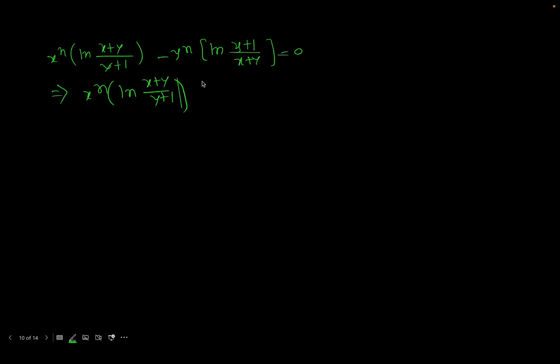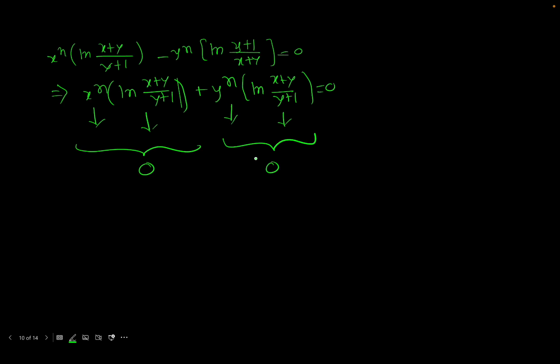Now what can we do? We can make it plus y to the power n ln, and as we make it plus, it will be x plus y divided by y plus 1 equal to 0. So now we have total 4 terms: x to the power n, ln of this term, y to the power n, and this term, and this total summation will be 0. That means this value will be 0, this value will be 0. Now first we will check whether x to the power n and y to the power n will be 0 or not.